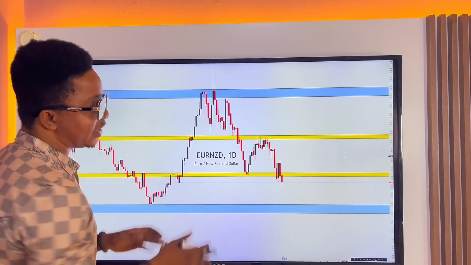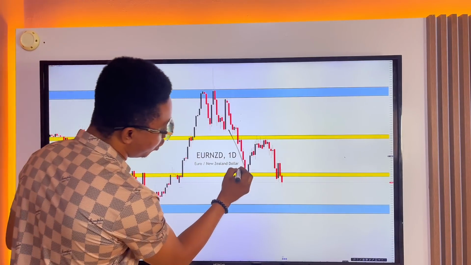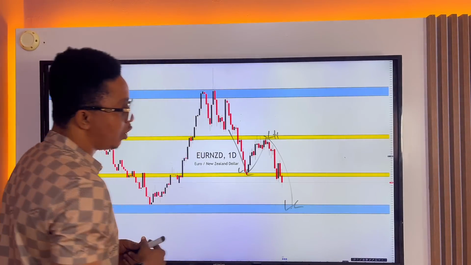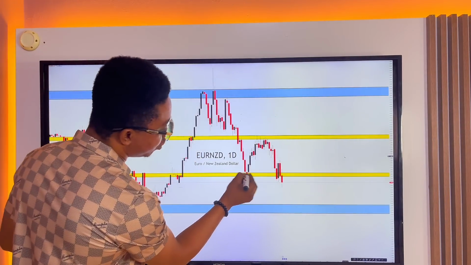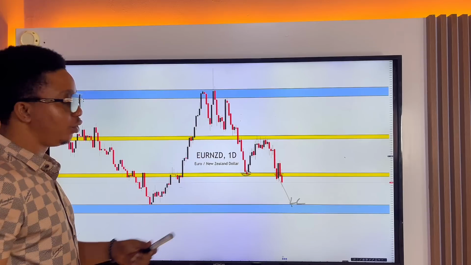Alright, so this is Eurnzd on the daily time frame. Let's explain. On the daily time frame, we can still see what? The lower low, the lower high, and then price is dropping down to give us a new lower low. So there's nothing to be talked about here on the daily time frame except that price has been able to break below this perfectly, and we are heading down to give us what? A new lower low on this pair.